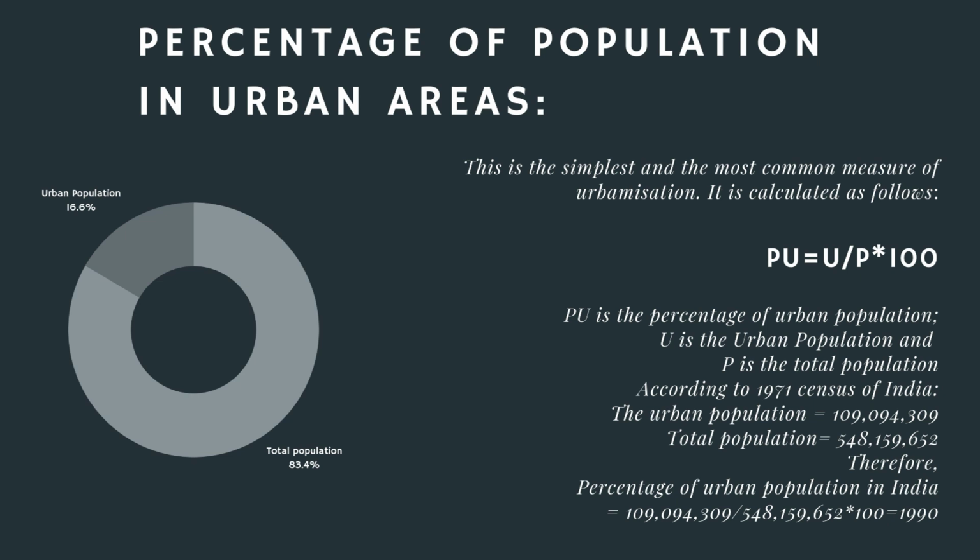The numbers which you can see on the screen are the numbers given by the 1971 census. Those numbers, if you calculate, you will get that number. But let me tell you, when you look at it, it is very, very easy to calculate, but it has certain weaknesses.